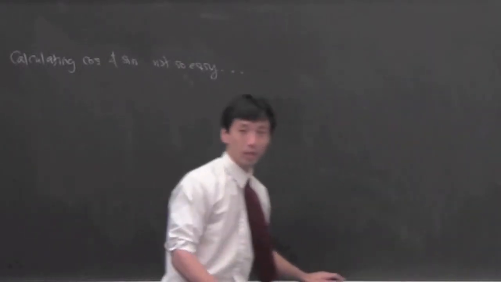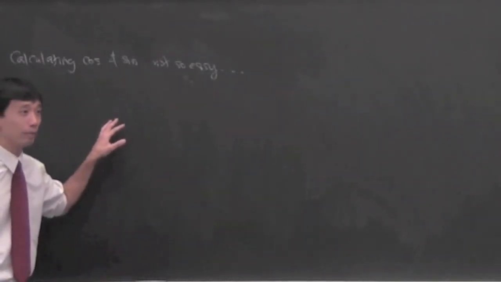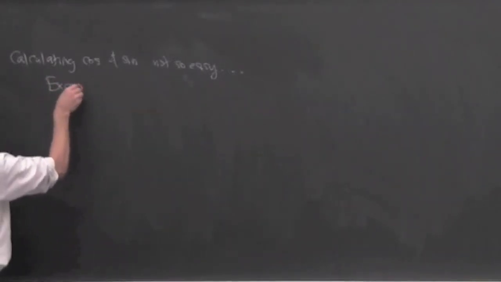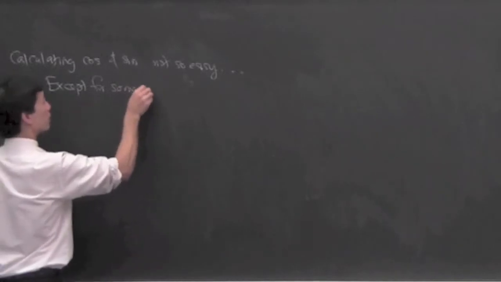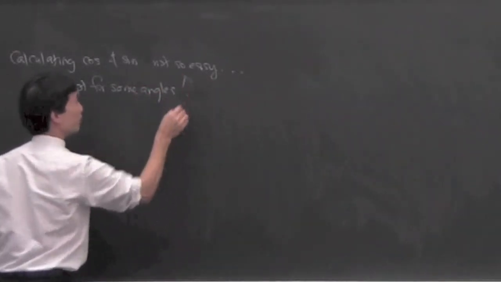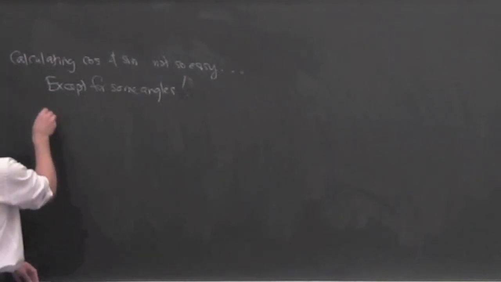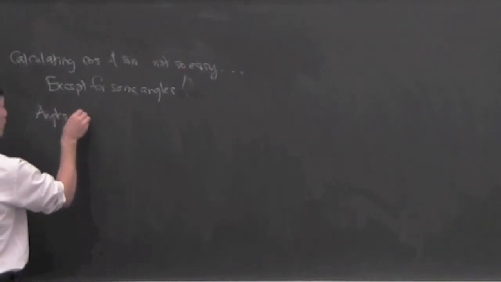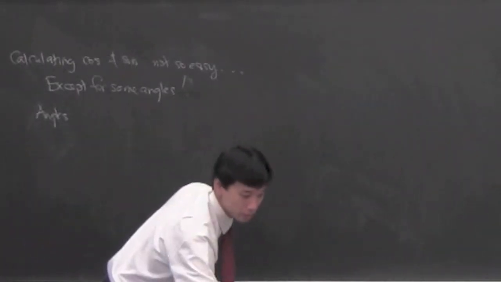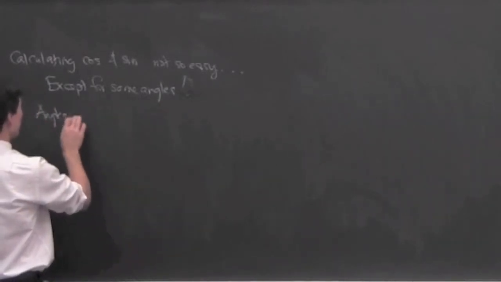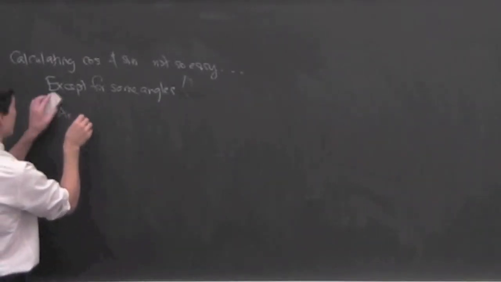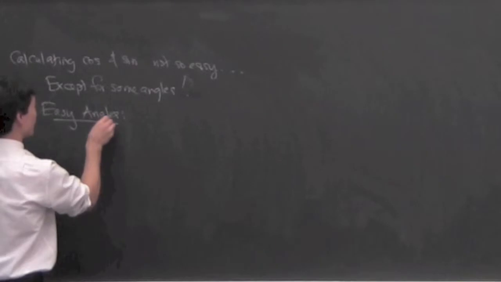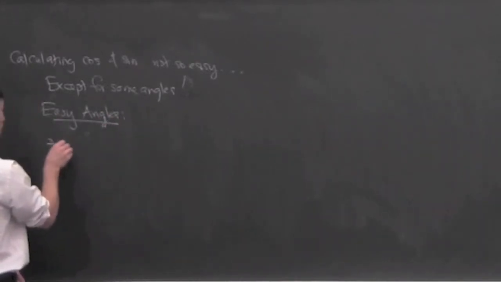Okay, so the moral is it's not easy to calculate cosines and sines, except for some angles. Okay, for some angles it's actually pretty easy. So for example, easy angles. So the first one is pi over 4.